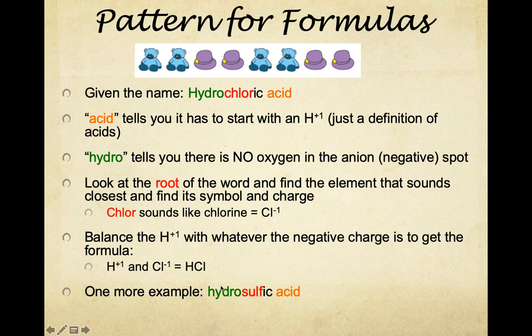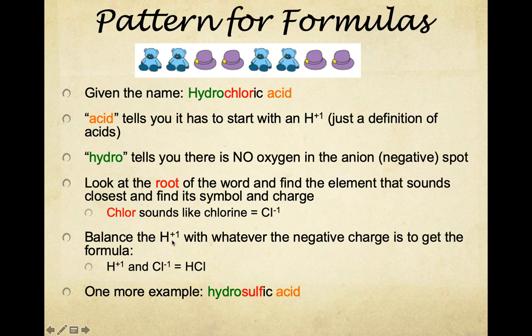Let's try one more example. Hydrosulfic acid. The acid means we are starting with an H+, so we would write down an H+. Hydro means there's no oxygens in the negative part of this formula. So we find the root, which would be sulf, and we find what element sounds kind of like sulf. You look on your periodic table, sulfur kind of sounds like that. So then we find the symbol and charge. So it'd be S for symbol, charge would be -2.